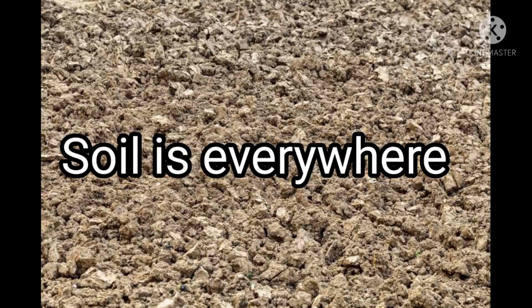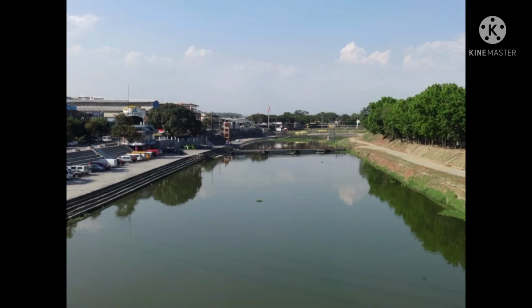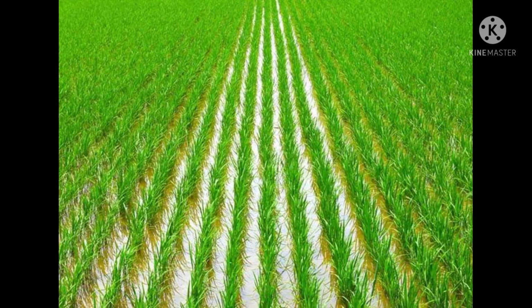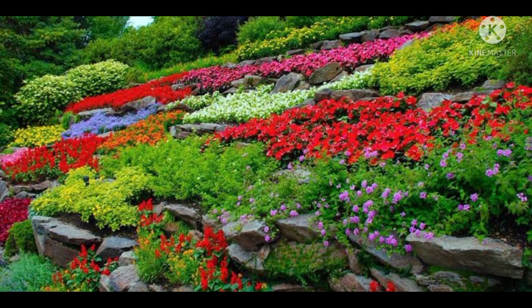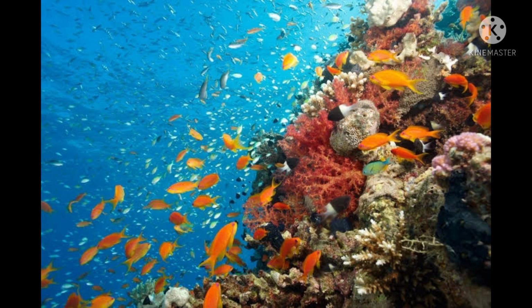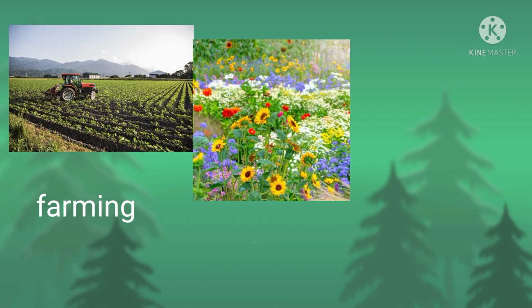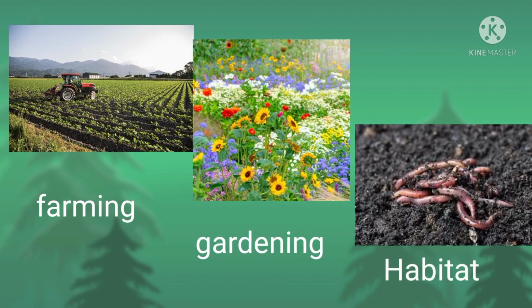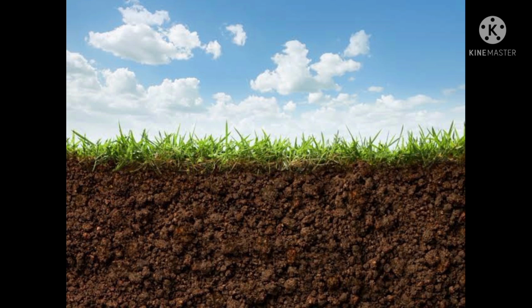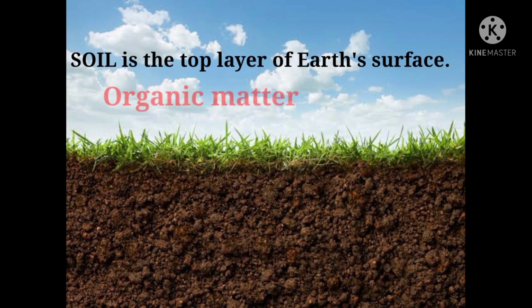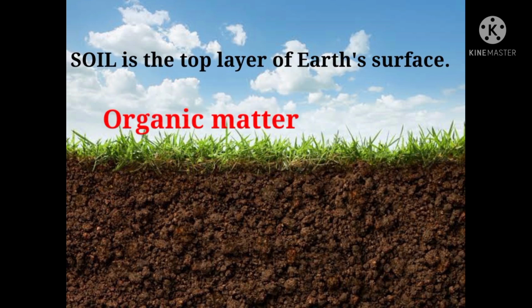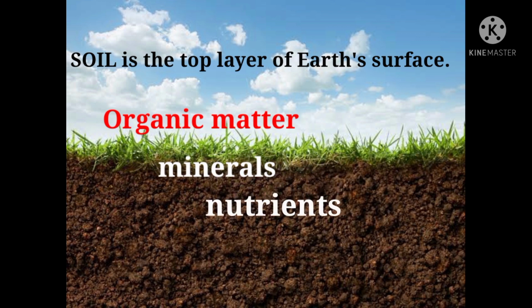Soil is everywhere. In any place you go, soil is present. It is in the river banks, in rice fields, in gardens, and even under the sea. Soil is not only important in farming and gardening, it also serves as habitat for various organisms. Soil is the top layer of Earth's surface. It is made up of organic matter, and contains minerals, nutrients, liquid, and gases.